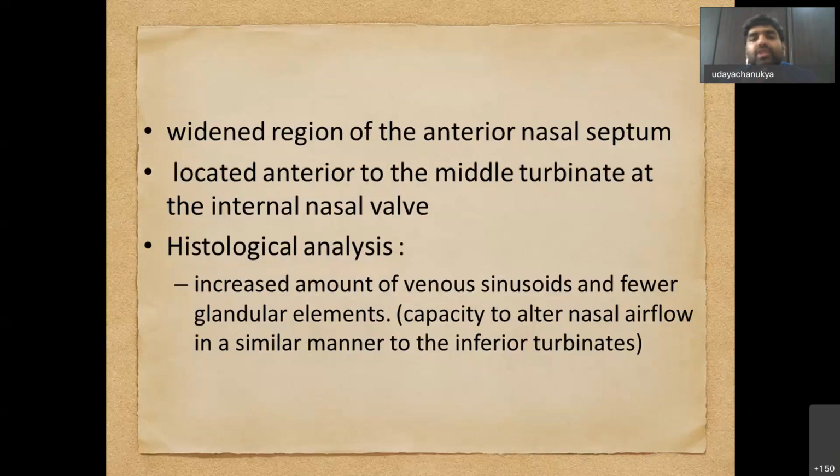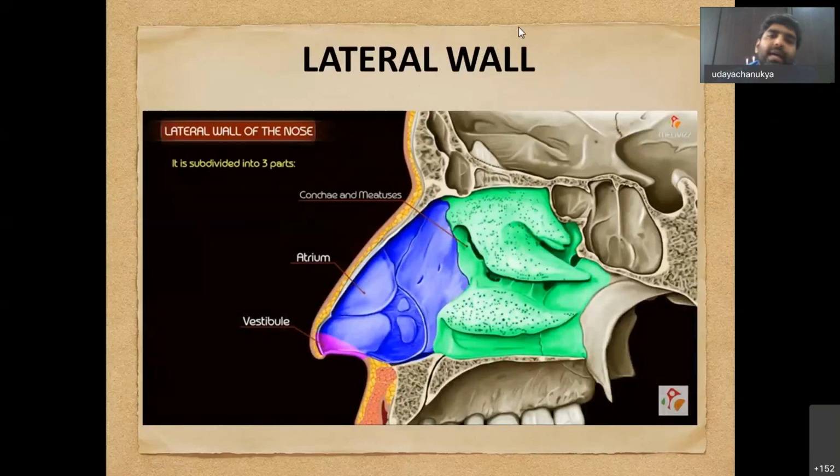And histologically, it has increased amount of venous sinusoids and fewer granular elements. The other part of the septal mucosa has more or less equal and more granular elements, but this part has increased venous sinusoids and lesser granular elements. What is the function? It has the capacity to alter the nasal flow. Whenever the venous sinusoids are engorged, it has the capacity to alter the nasal flow in a similar manner to the inferior turbinate.